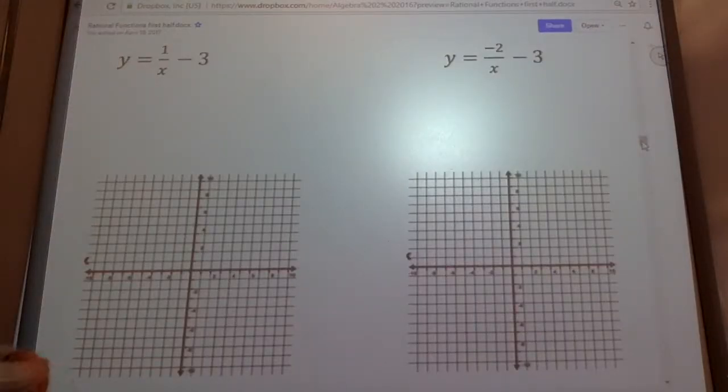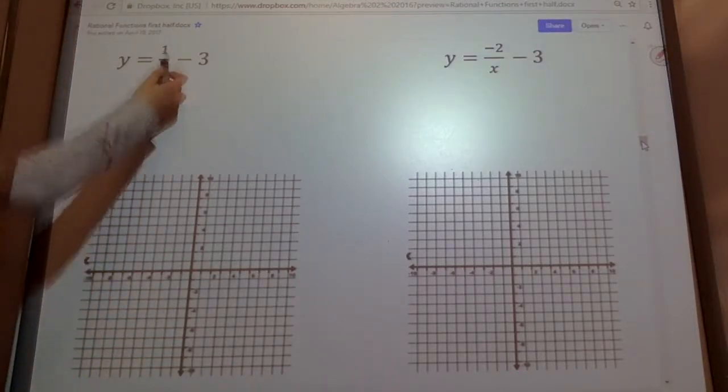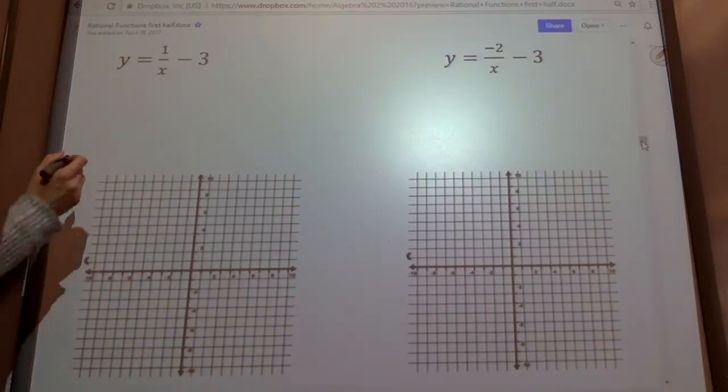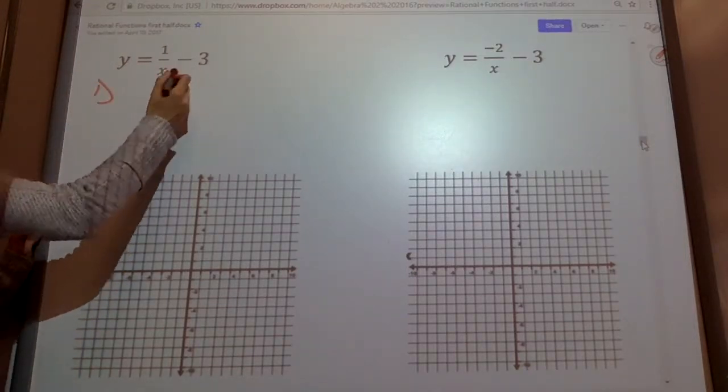Okay, so if you look at the first example, again, 1 over x is my parent function, and then I'm subtracting 3. So the first thing we're going to do is identify any transformations. What transformations do I have in this one? I just moved down 3.